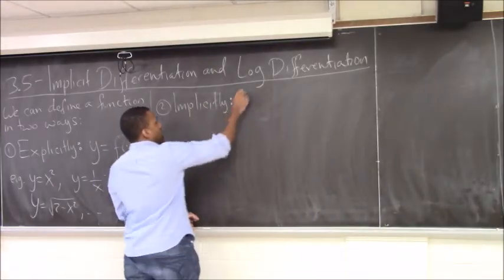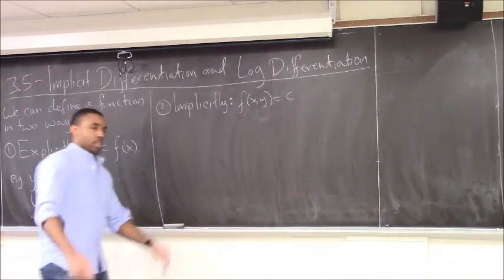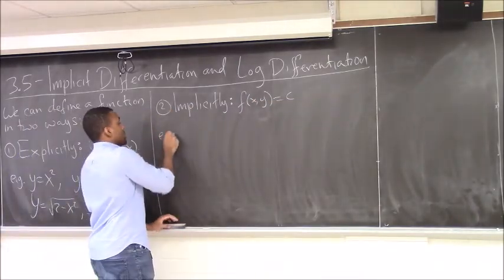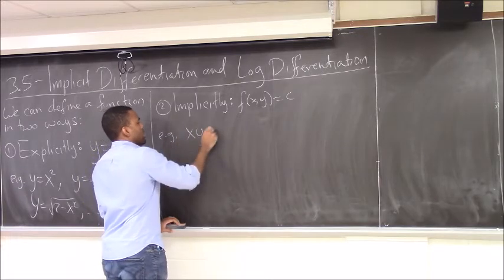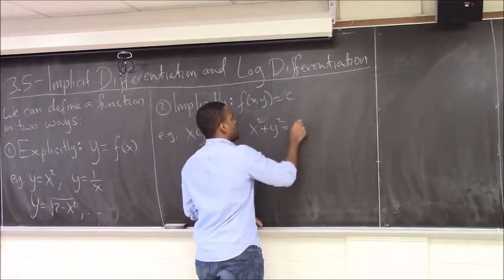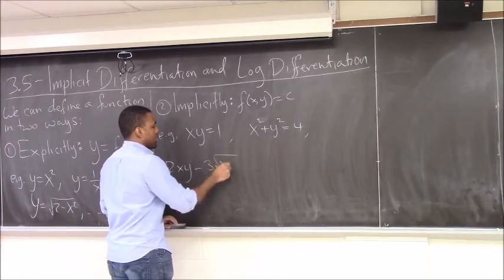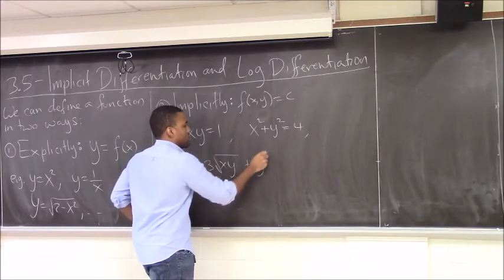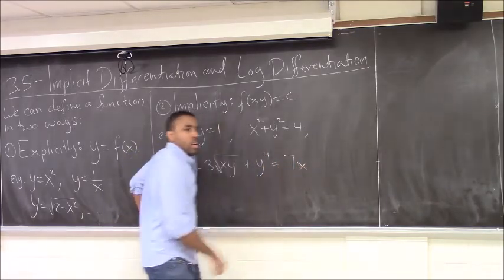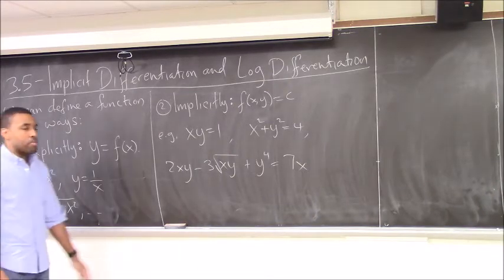This means you have a function of x's and y's mixed together equals something else. An example would be x times y equals 1, or x squared plus y squared equals 4, or 2xy minus 3 times the radical of xy plus y to the 4th equals 7x, or something like that. The function in this case is said to be implicitly defined.